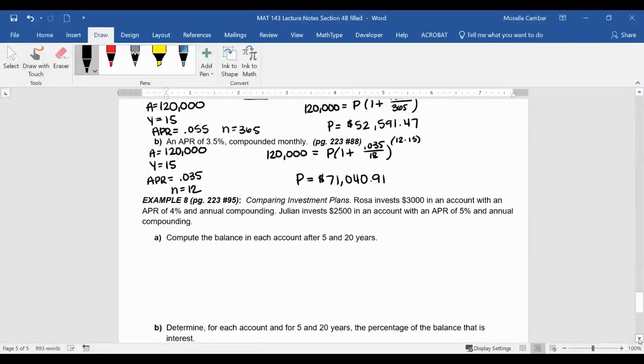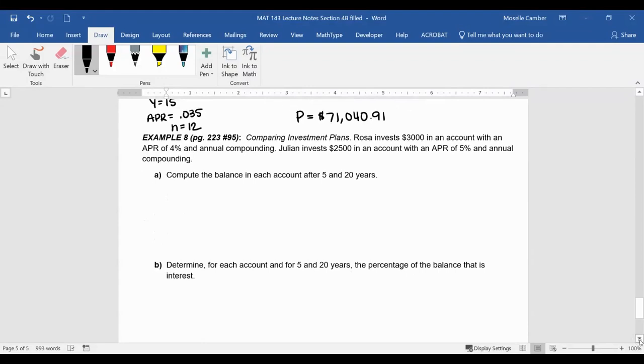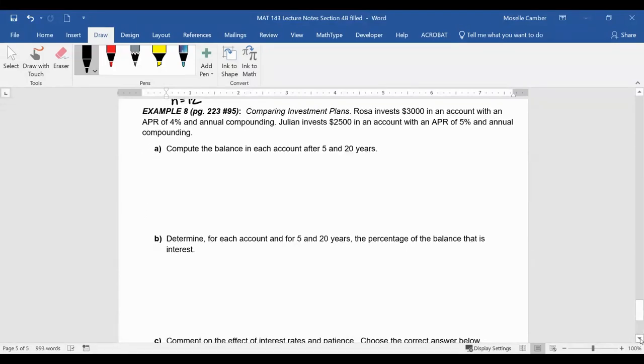So let's do another comparison similar to that. Let's look at Rosa and Julian. So Rosa is going to invest $3,000 in an account with an APR 4% annual compounding. Julian is going to invest $2,500 in an account with an APR 5% and annual compounding. So he's going to put less in, same compounding but higher percentage. So let's look at each of their accounts after 5 years and 20 years. So I'm going to set up a little table here.